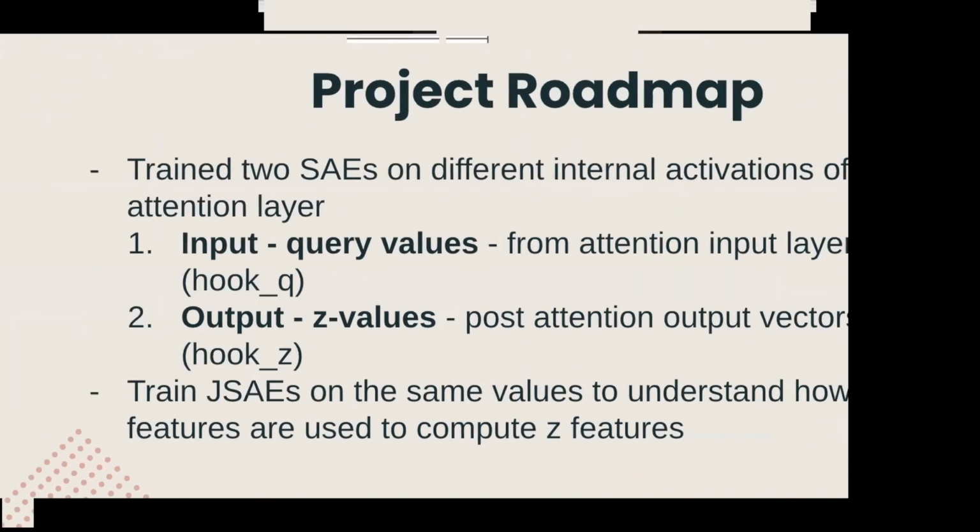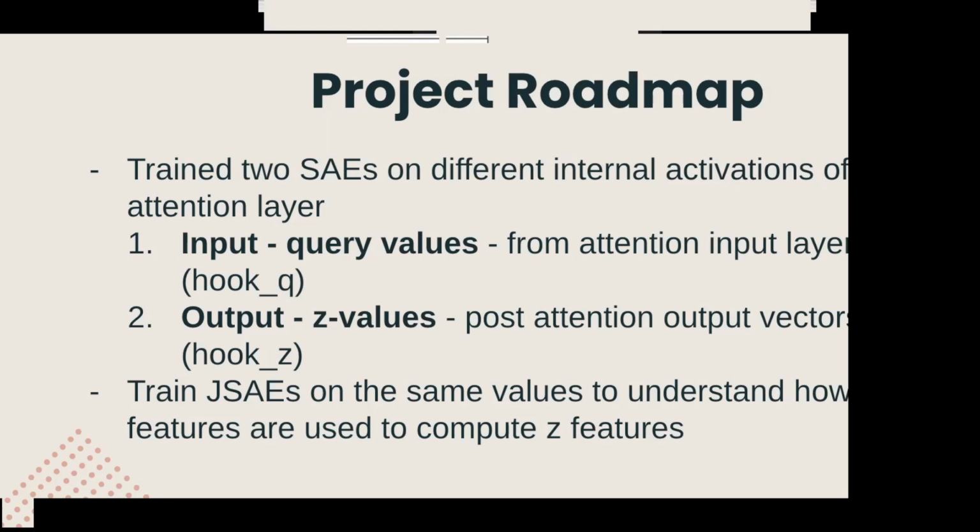So to explore more about how the attention activations affect the output for SAEs and Jacobian sparse autoencoders, we trained two sparse autoencoders on the different internal activations of the attention model. One model was trained on the query values and another was trained on the Z values. And then we compared these two to an SAE trained on the MLP output. Then we worked to train Jacobian SAEs on the query and Z values to understand how query features are used to compute Z features.